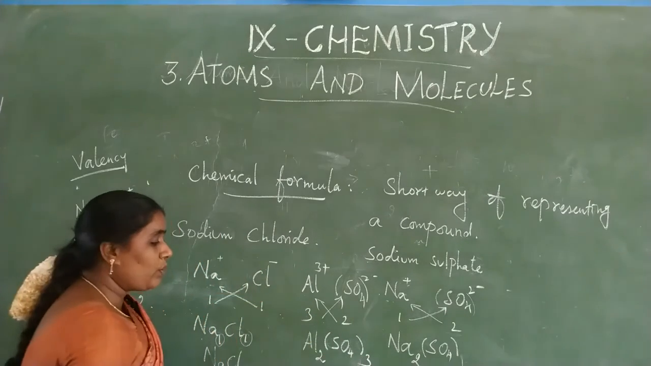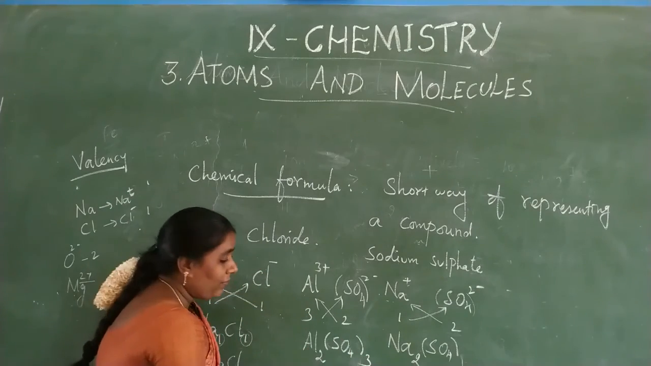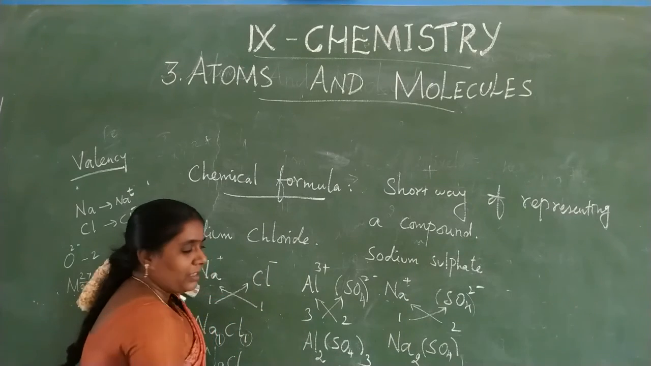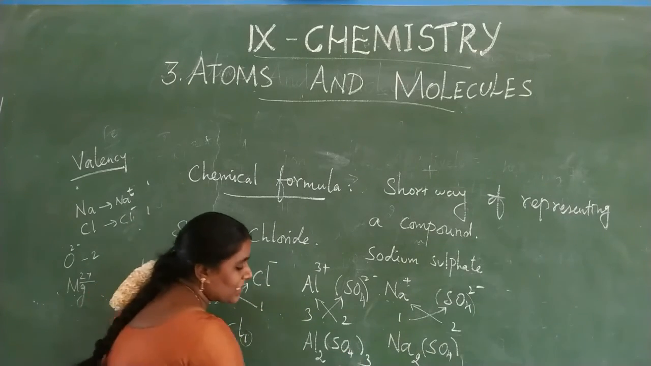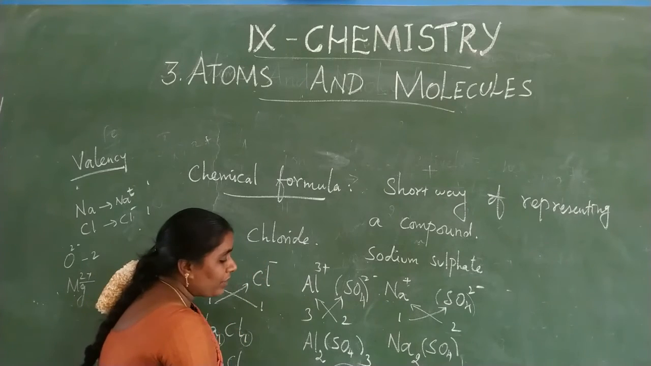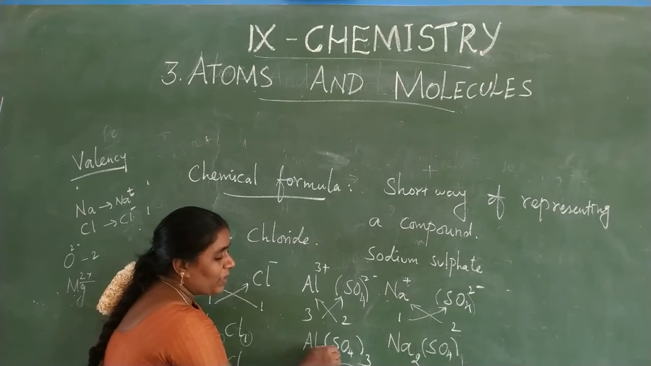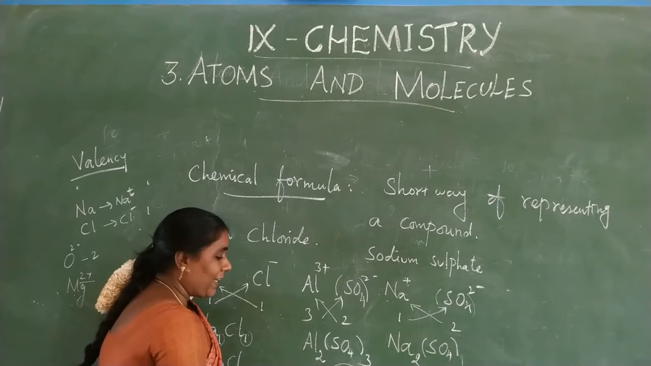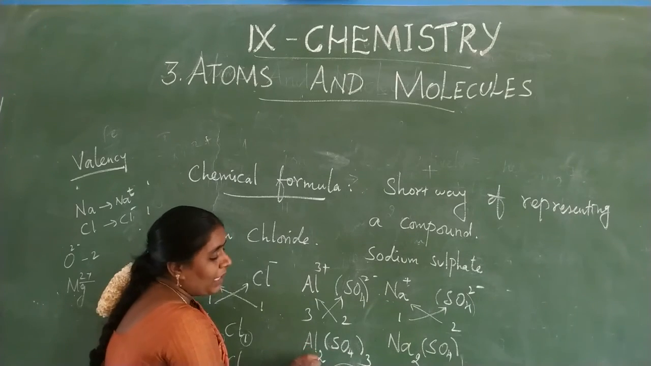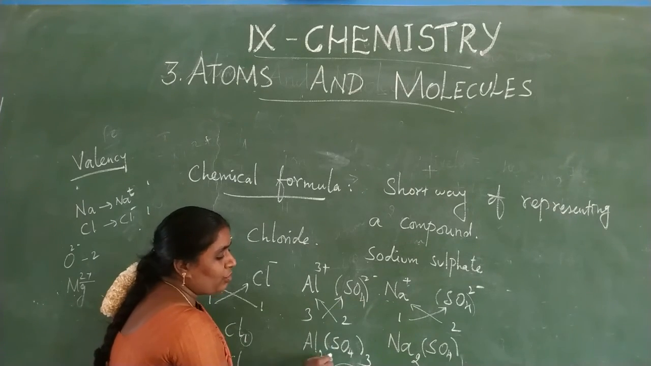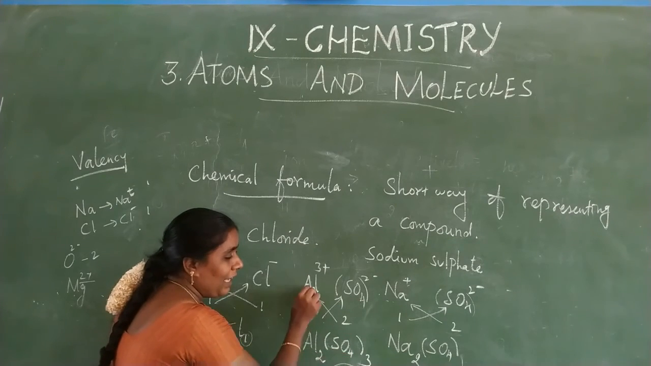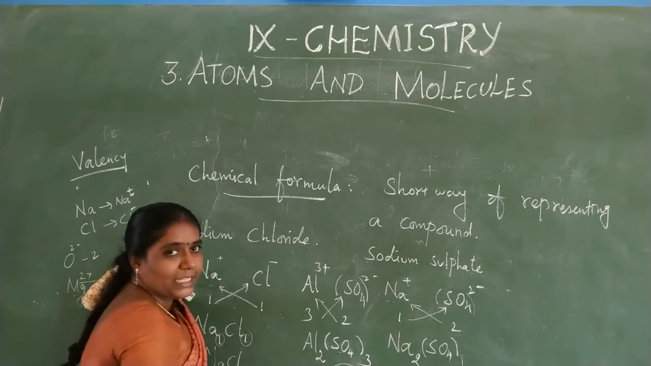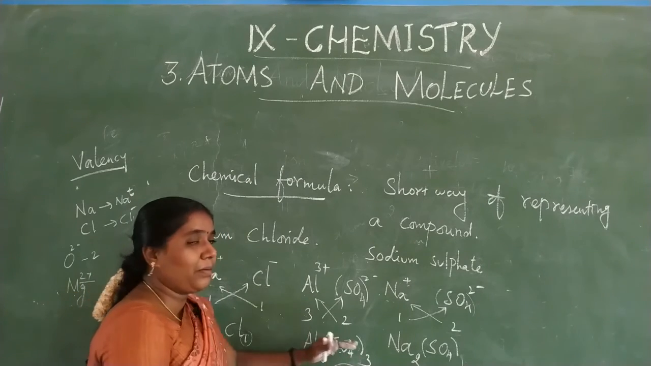So Al, valency 2 here, and then sulfate, SO4, written in brackets, and aluminium valency 3 written here. Suppose there is no bracket, what will happen? You will write SO43, isn't it? The 3 will come here. So this is not a correct method. Any compound radical, that is polyatomic ion, you must put within brackets. So Al2, and SO4 in brackets with 3. So Al2(SO4)3 is the formula for aluminium sulfate.